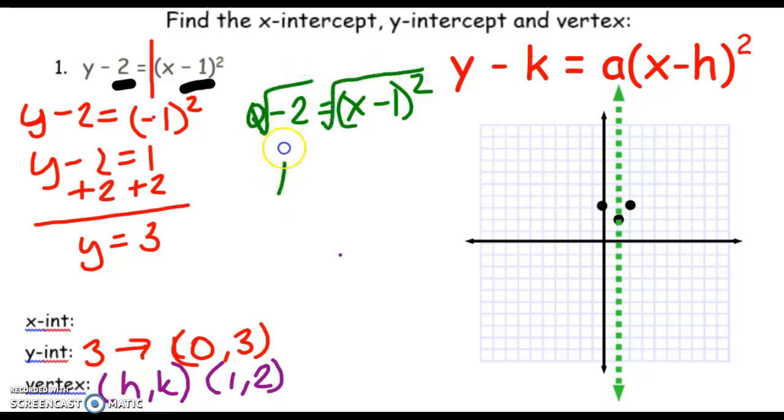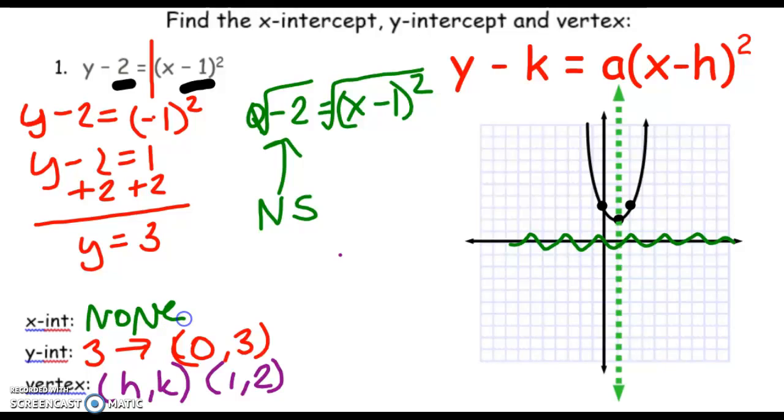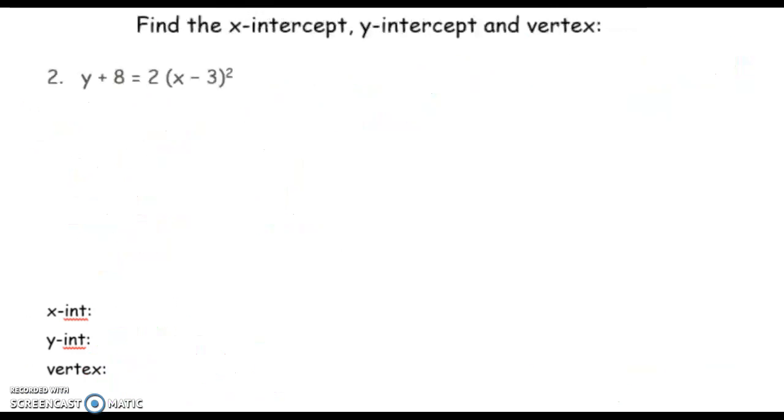And if you notice right here, I have the square root of a negative number, which is going to be no solution. Well, that means that I am not going to have anywhere on the x-axis where my parabola is going to cross. You'll see that I'm able to make a nice, easy parabola with these points right here, which makes graphing a lot easier than setting up a table. And for my x-intercept, there is none.